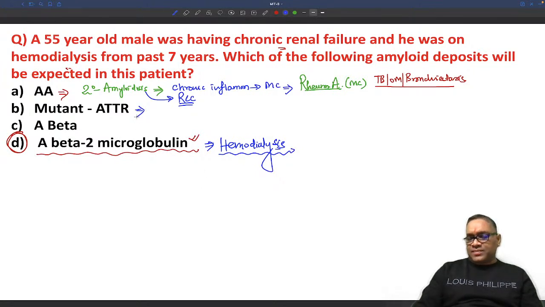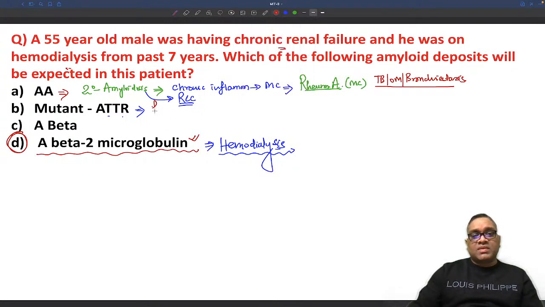Mutant ATTR, right? Transthyretin, mutant transthyretin. Where will you see it, can you tell me in the comment box? Mutant transthyretin. I want to see that. Who is giving the first correct answer? Mutant transthyretin is seen in which disorder? Which amyloidosis? Mutant transthyretin, yes, very good, Praveen. It will be seen in familial amyloidotic polyneuropathy.